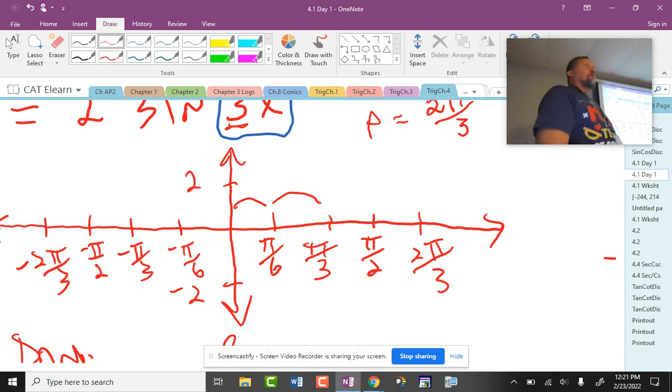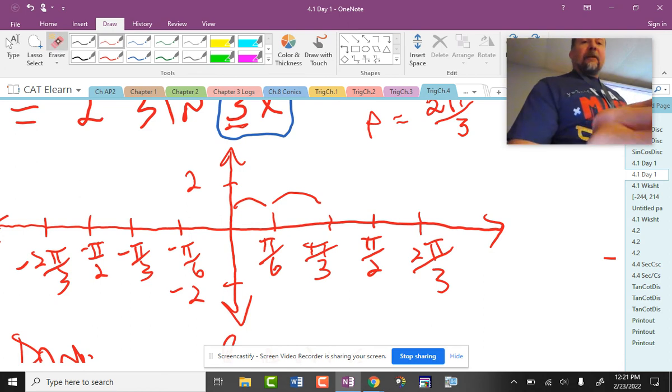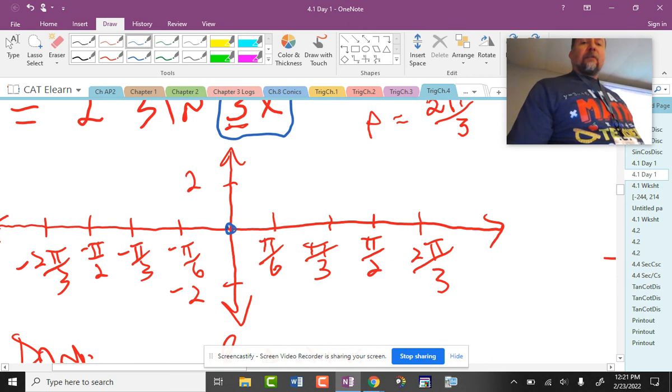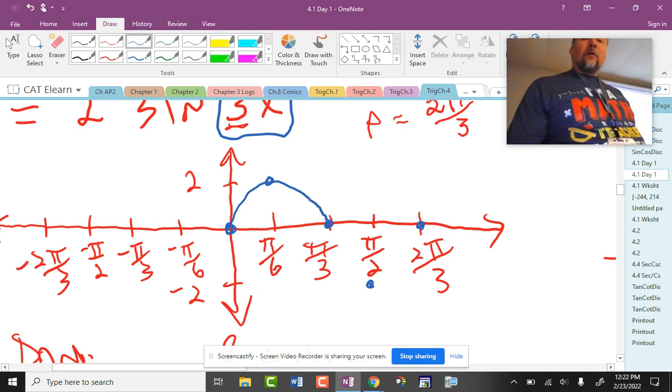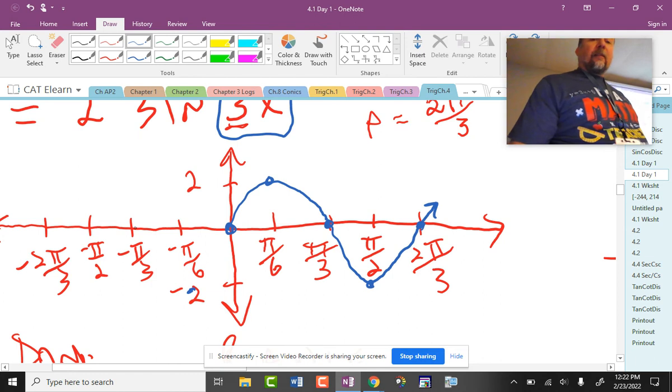And now you graph sine. So how does sine graph? Sine starts at 0. Let's do a different color. Then it goes up to the high point, back to 0, back to the low point, and then back to 0. Bowl. Bowl. And then it continues on.